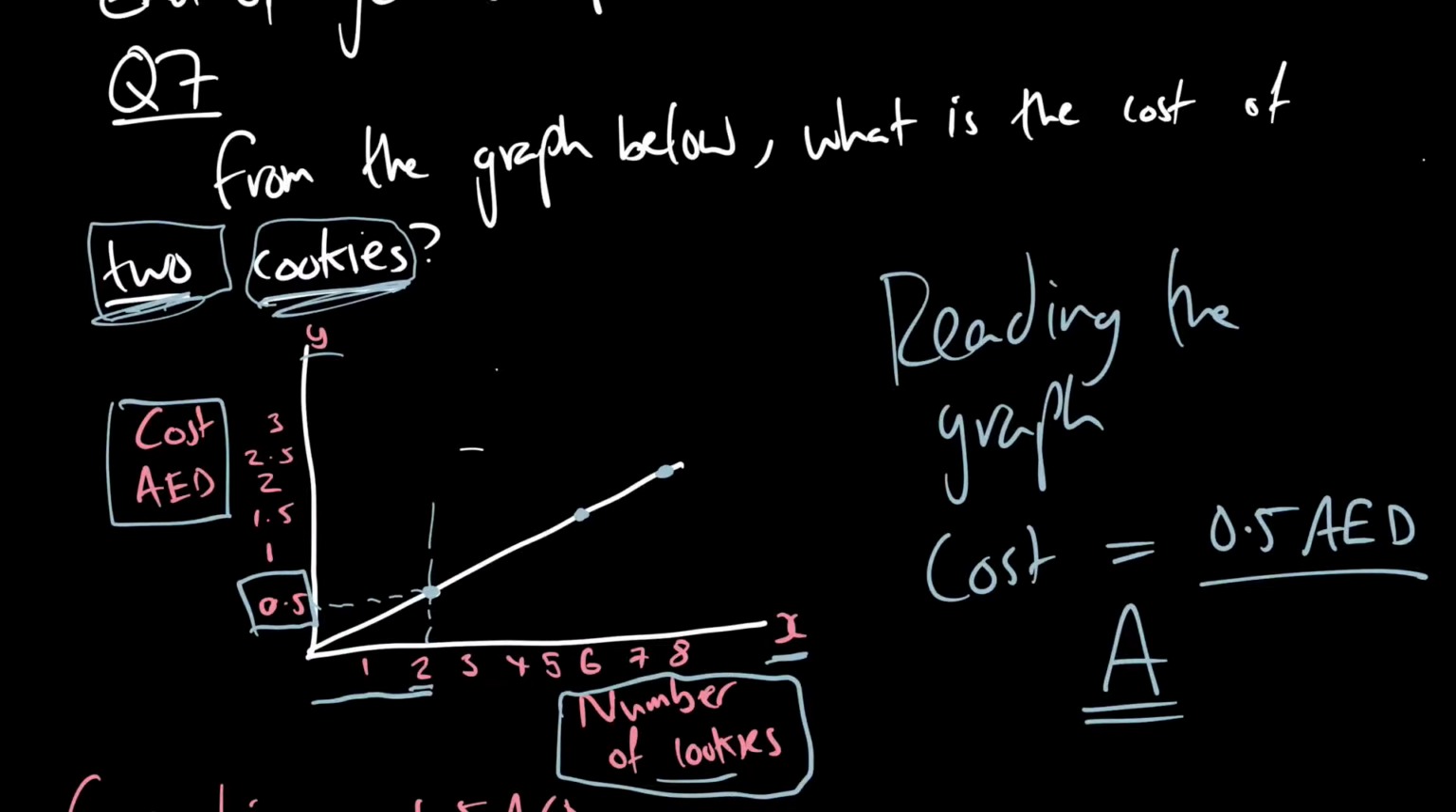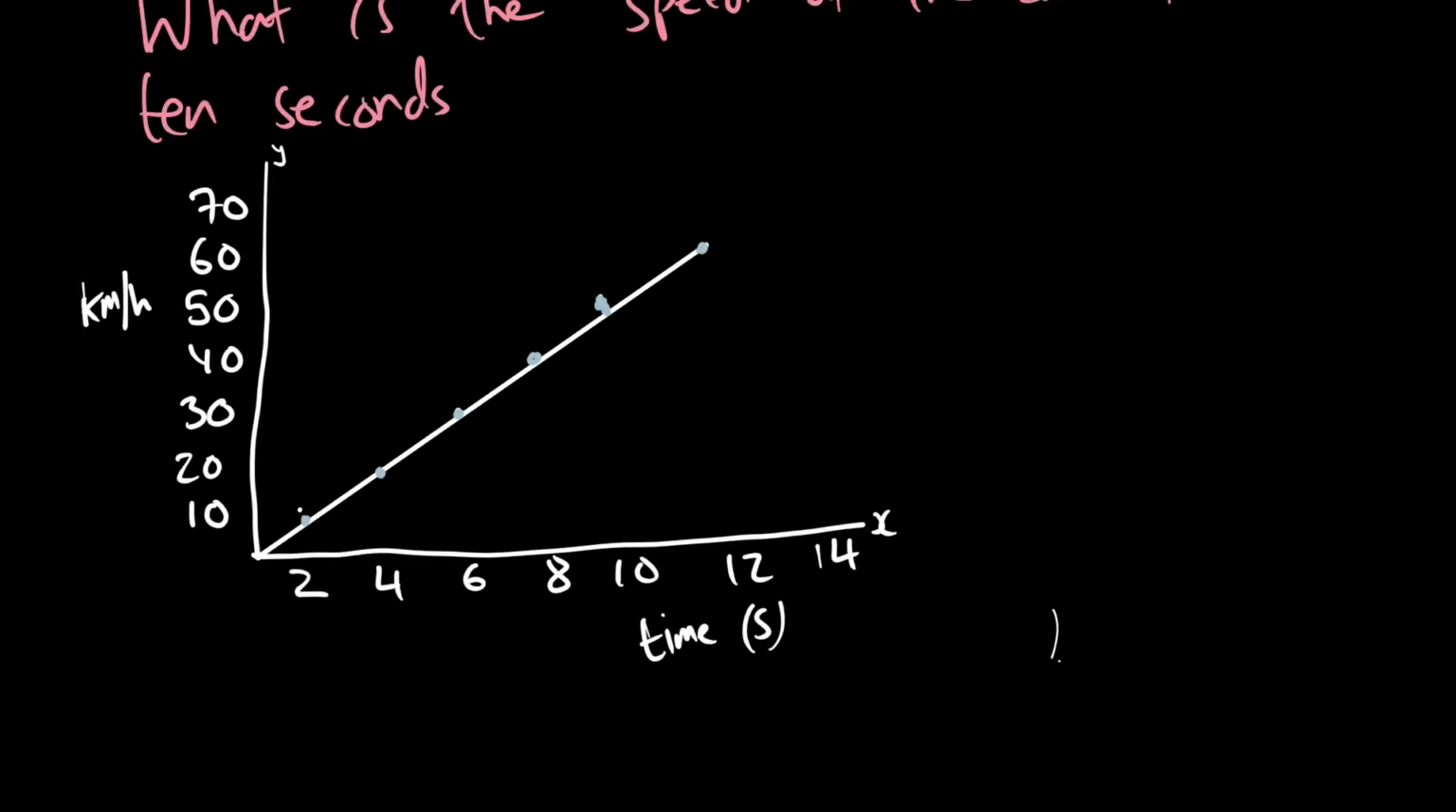Okay, let's have a look at another example question now. Okay, so have a look at this question. It says, what is the speed of the car after 10 seconds? Here we have the graph. You can see we have kilometers per hour, which is the speed, on the y-axis, and the time on the x-axis.